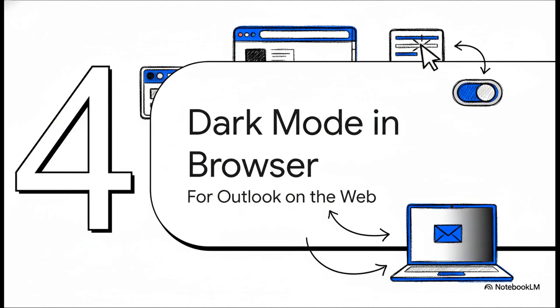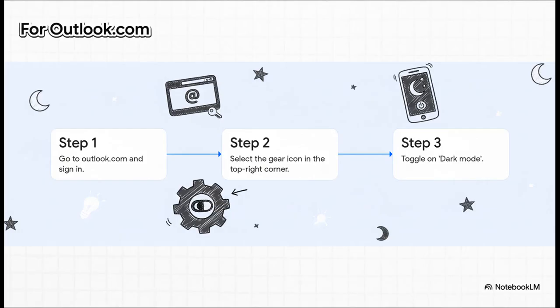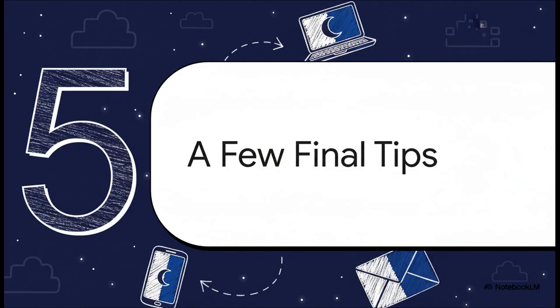What about when you're not using an app at all? A lot of us just use a web browser to check our email. So let's cover how to switch on dark mode for Outlook on the web. This might be the easiest one of the whole bunch. For real, just go to Outlook.com and sign in. See that little gear icon in the top right corner? Click it. And right there, you'll see a simple toggle switch for dark mode. Just flick it on, and you are done. One click.